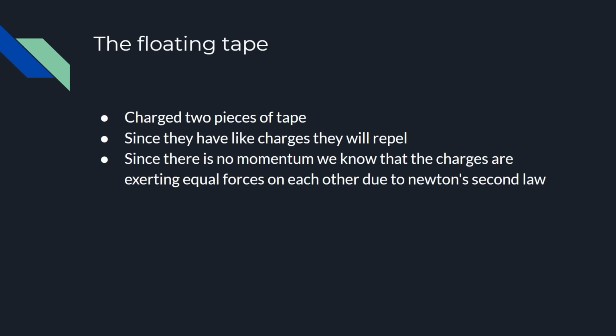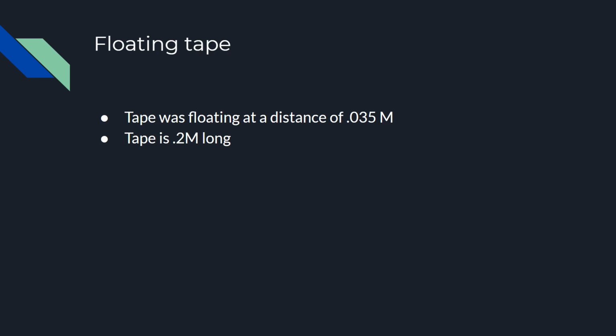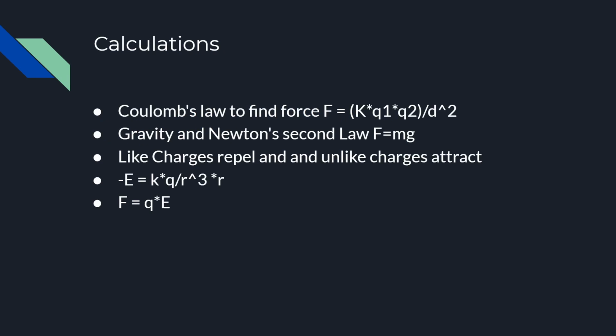We do the same thing we did in part 1. In this case, we know how long the tape is, and we know how far it's floating above the other piece of tape because they're both like charges. They're both negatively charged, and they're repelling. So again, my piece of floating tape was 0.35 meters long, was floating at 0.35 meters, and the tape was only 0.2 meters long.